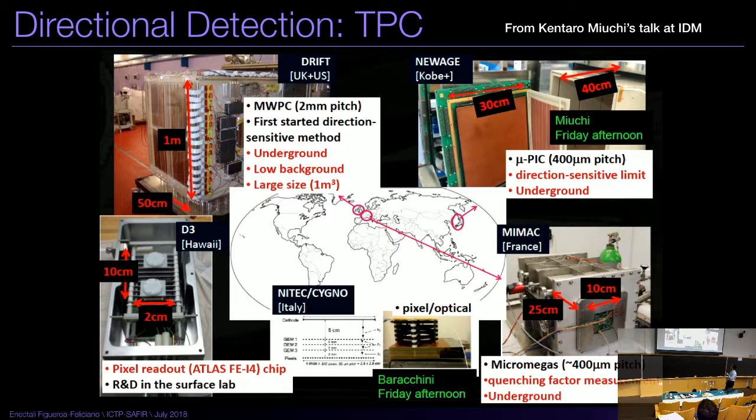So there's groups using micromegas, and New Age is another type of technology that's again using charge readout, and then these guys are a new type of readout using these chips from Atlas. But they're basically all using the same idea: we have a track, we're going to drift something, and we're going to try to recreate that track.